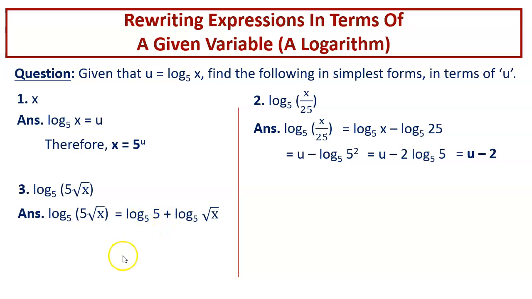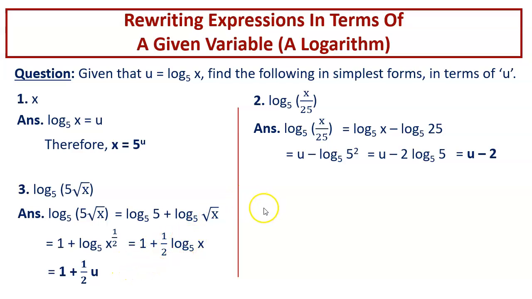Log of 5 to the base 5 is equal to 1. So this is 1 plus log of x to the power of half to the base 5, and this half can be brought down to the coefficient place. It is 1 plus half times log of x to the base 5, and this part is equal to u, so it is 1 plus half times u, or 1 plus u over 2.